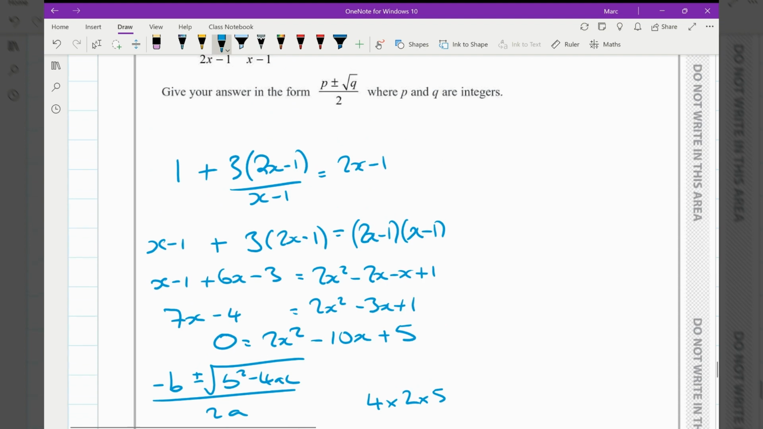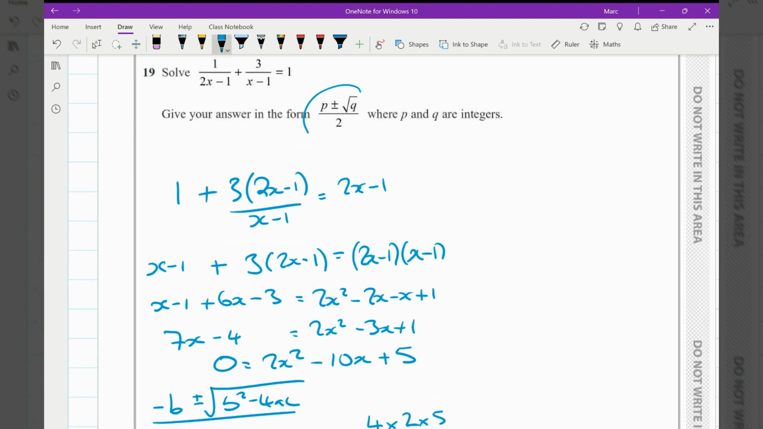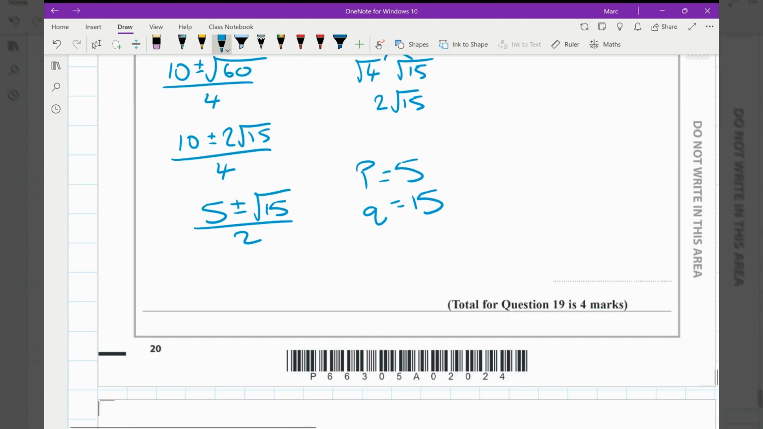Just checking the format. Happy with that. That's how we wanted it left. So we're looking good.